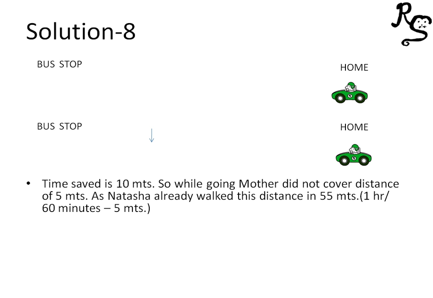So the total time saved by the mother is 10 minutes. This time is saved because the mother did not have to go from the arrow to the bus stop and did not have to come back. So she did not cover the distance which would have taken 5 minutes. The mother must be taking 5 minutes from the arrow to reach the bus stop and 5 minutes to come back, half of the 10 minutes each. So a total of 10 minutes is saved.